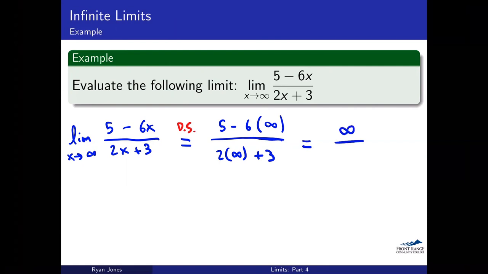Basically, this ends up as infinity over infinity. And so we're looking at that, and we're wondering what that is, right? What is that? Is that even an answer? Is that a viable answer? And it's not. This right here is an indeterminate form.